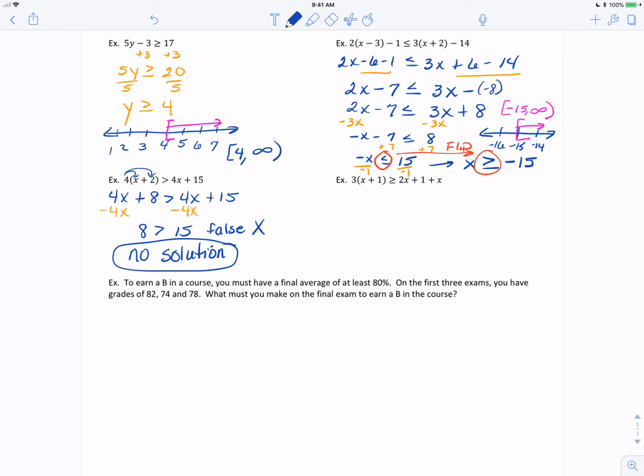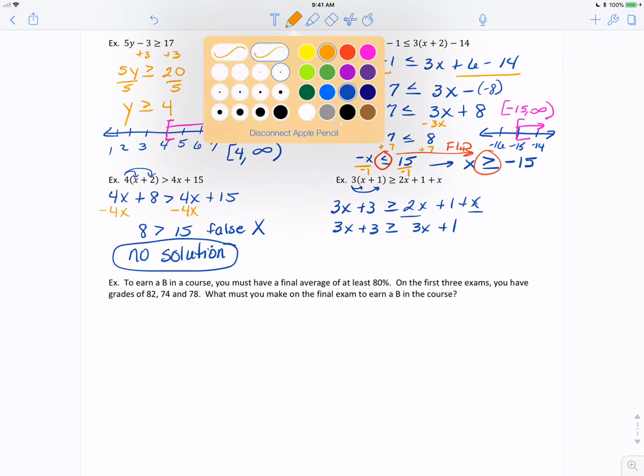All right, so let's look at this one. Make sure we distribute that 3 to both terms. 3x plus 3 is greater than or equal to 2x plus 1 plus x. Okay, so I can join those terms. So I get 3x plus 3 is greater than or equal to 3x plus 1.